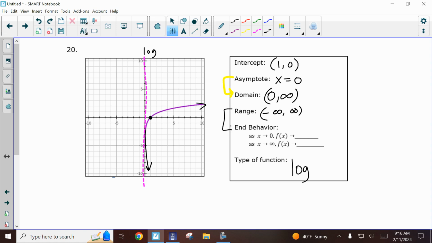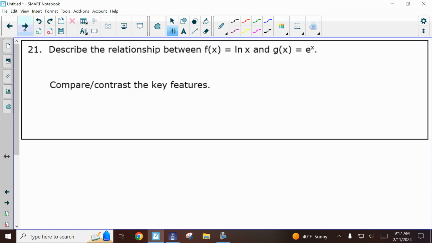The range is connected to your end behavior. So the left side goes down, so that's negative infinity. And then the right side goes up, so that's positive infinity. Let me tell you guys a life hack also. When you guys do these end behaviors, you're going to notice this guy right here. That is the asymptote.